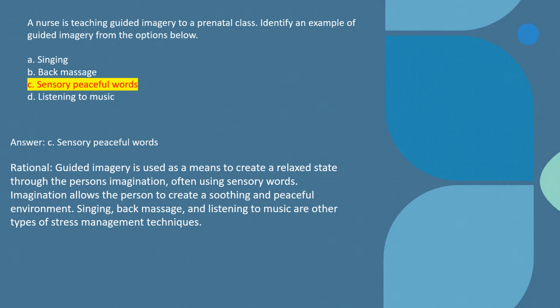Rational: guided imagery is used as a means to create a relaxed state through the person's imagination, often using sensory words. Imagination allows the person to create a soothing and peaceful environment. Singing, back massage, and listening to music are other types of stress management techniques.